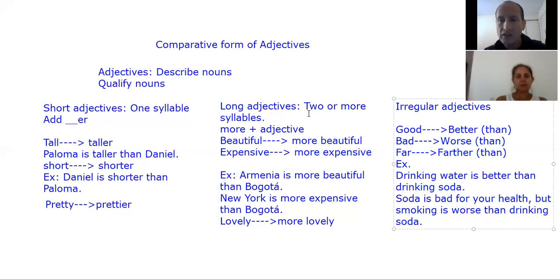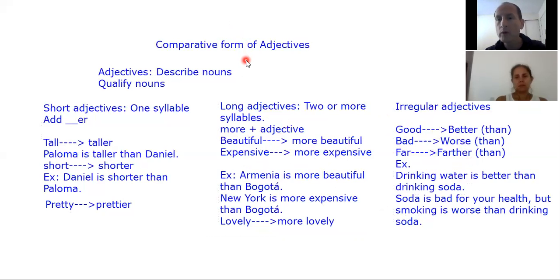Okay. Long adjectives are the adjectives of two syllables or more than two syllables. We have examples. Beautiful, expensive. You put the word more before the adjective, such as beautiful, more beautiful; expensive, more expensive. And the third case are irregular adjectives, which are good, bad, and far. The comparative form of good will be better, bad, worse, and far, farther, okay?